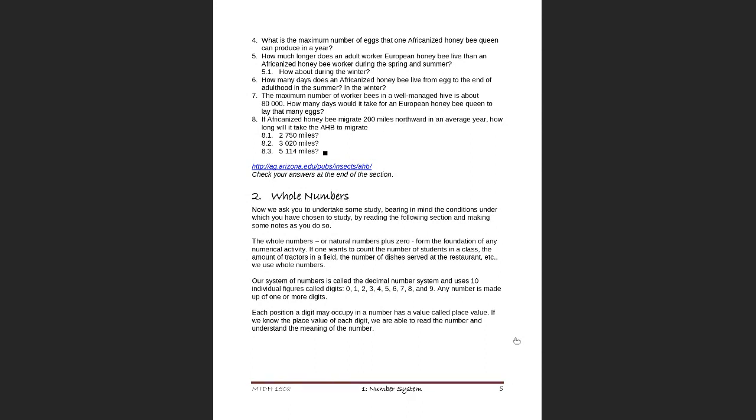Now, the key word here is the end of adulthood. Simply meaning the time that the bee is that. You understand me? It says that how many days does an Africanized bee live from the egg to the end of adulthood in summer, then in winter.